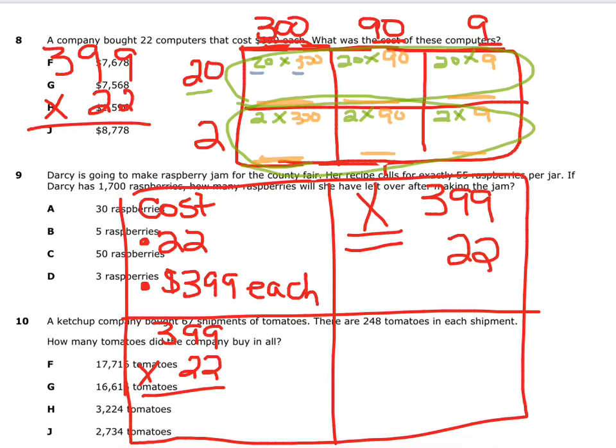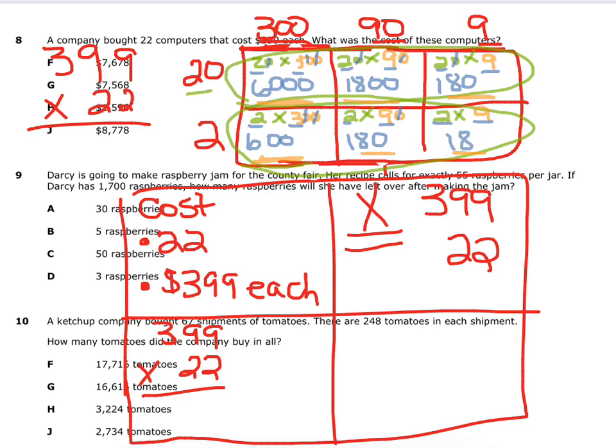So 2 times 3 is 6. And then there's 1, 2, 3 zeros. 2 times 9 is 18, and there's 1, 2 zeros. 2 times 9 is 18, add 1 zero. Okay, then I'm going to go to the bottom box. 2 times 3 is 6, and there's 2 zeros. 2 times 9 is 18 with 1 zero. 2 times 9 is 18.